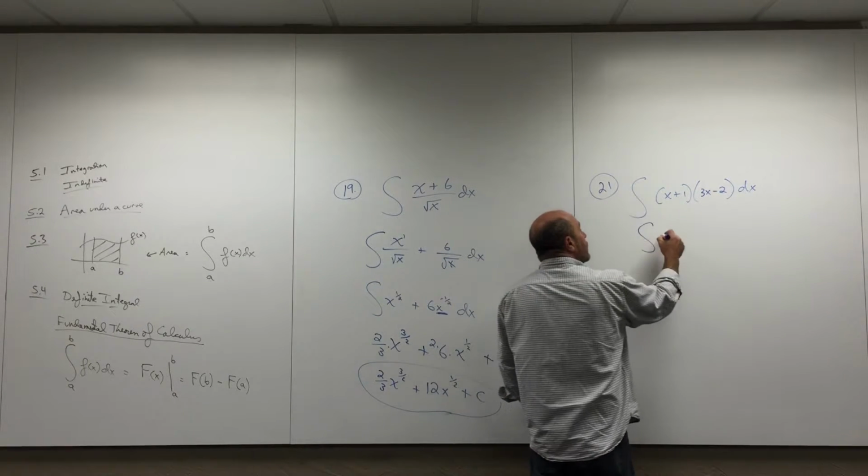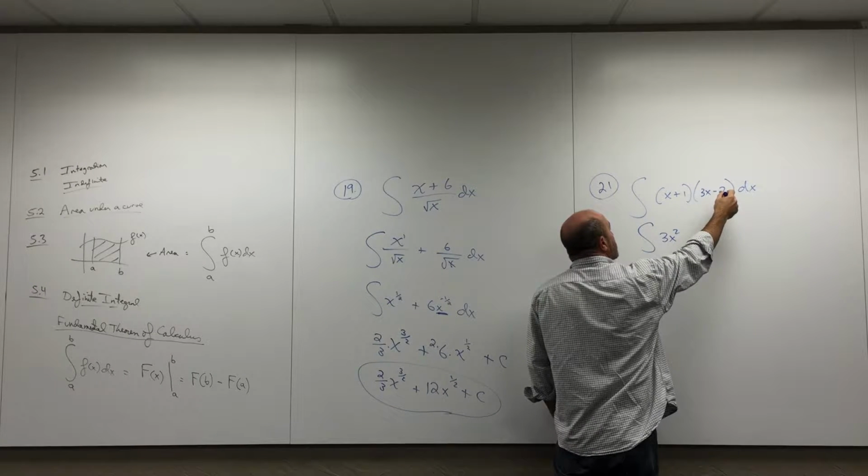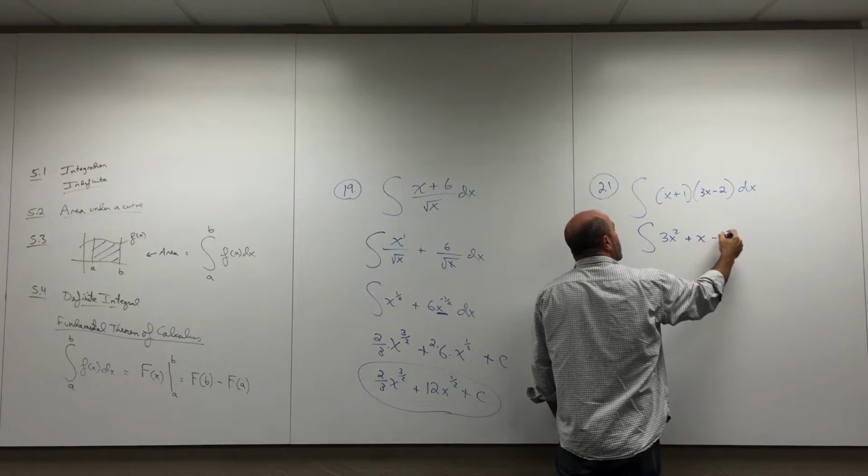So that would be a 3x squared, a negative 2x, a positive 3x will be a positive x, a negative 2.